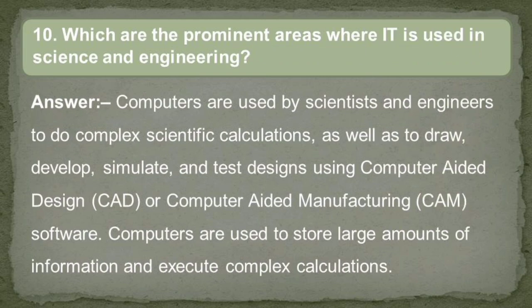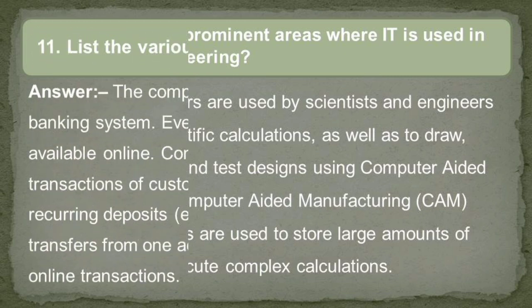Question 10. Which are the prominent areas where IT is used in science and engineering? Answer. Computers are used by scientists and engineers to do complex scientific calculations, as well as to draw, develop, simulate, and test designs using computer-aided design, CAD, or computer-aided manufacturing, CAM, software. Computers are used to store large amounts of information and execute complex calculations.